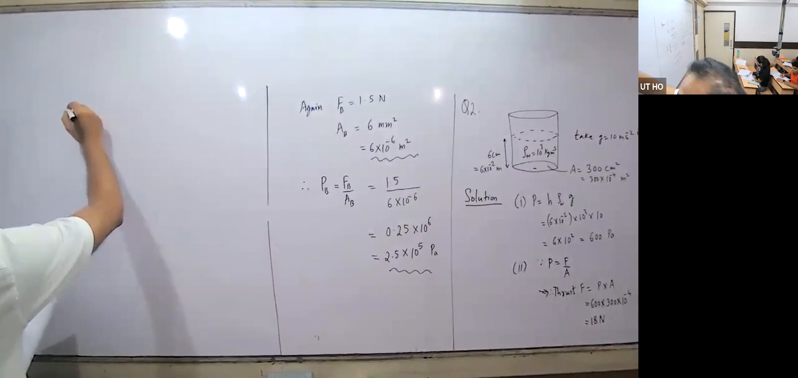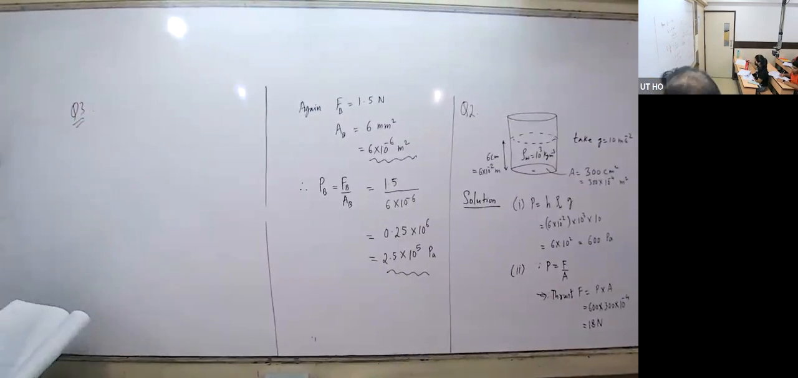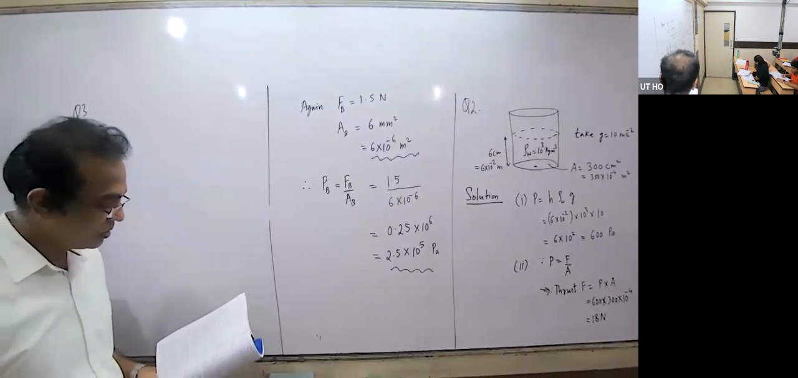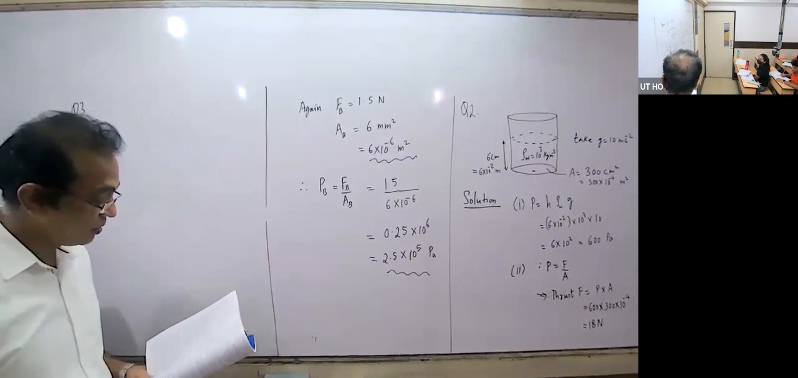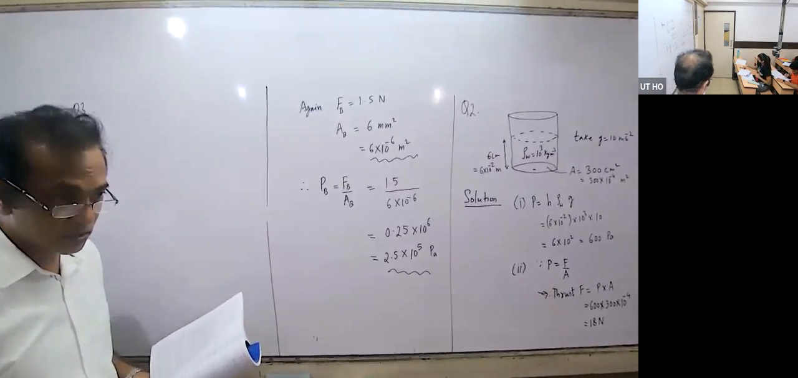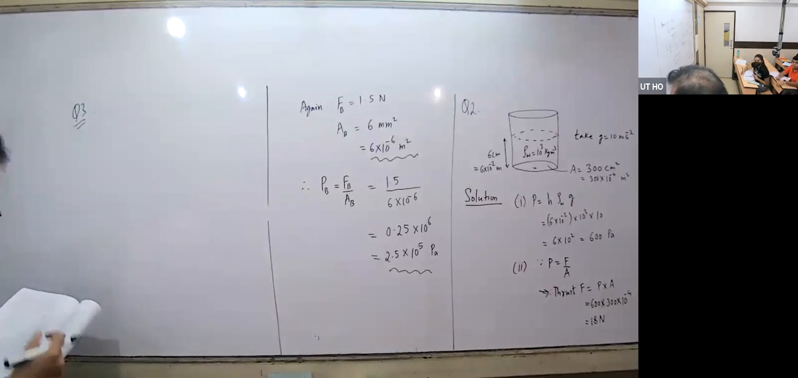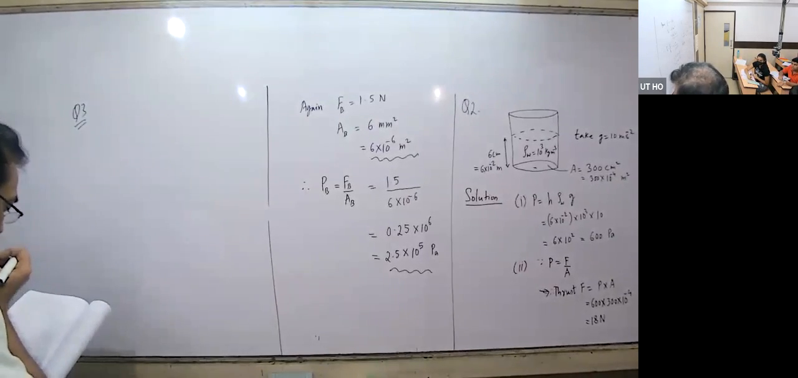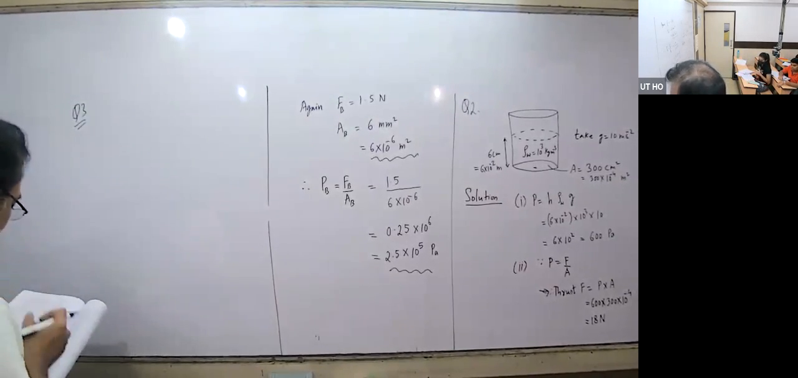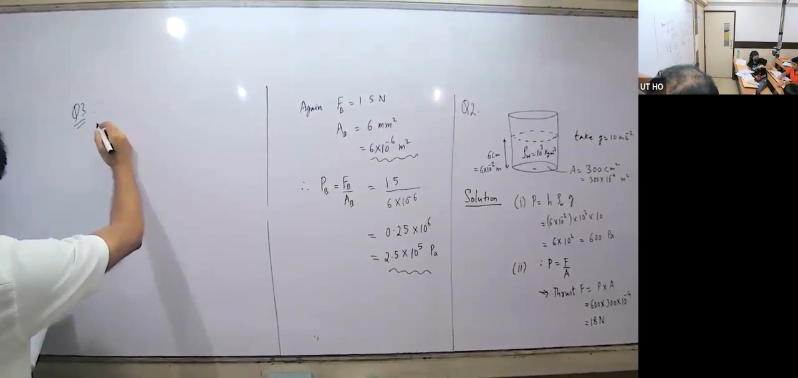Shall I go to the next question? Question 3 is pressure on water. Pressure of water on the ground floor is 40,000 Pascal. Just see this question from the book. The sixth question. So those who have the textbook, it is the sixth question, right? This is question number 3.